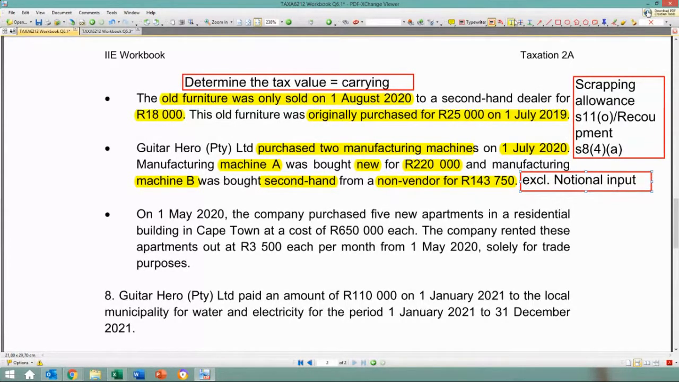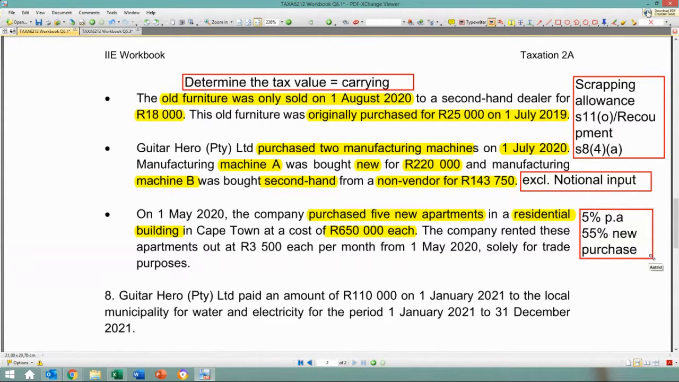And then we purchased 5 new apartments in a residential building for 650 each. Now we said for building allowances, it is 5%, but if it is purchased new, we have to apply the 55%. So it's the 5% per annum, and then we apply the 55% because it's a new purchase when we do the calculation.